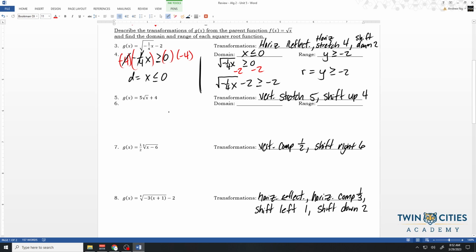All right, number 5. We're going to do the same thing. For the domain, just set the inside of the square root greater than or equal to 0. So x is greater than or equal to 0. And there's nothing to solve for. This is just x. So the domain is just x is greater than or equal to 0.